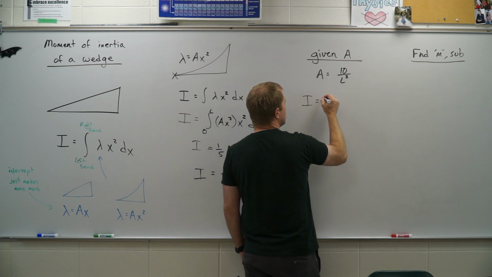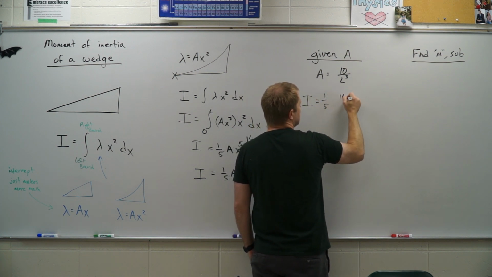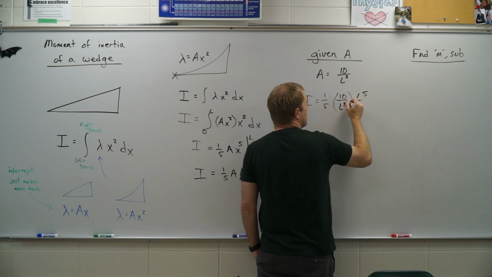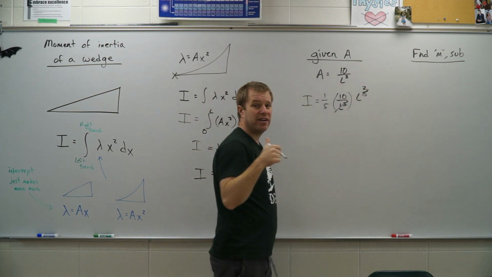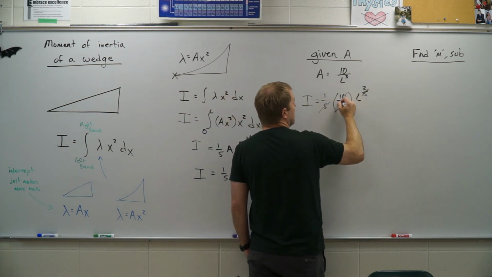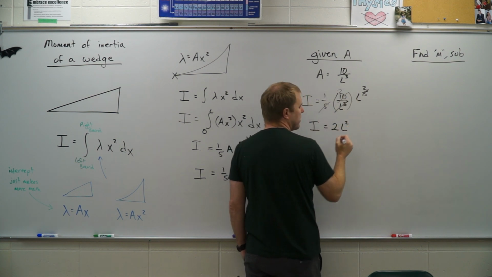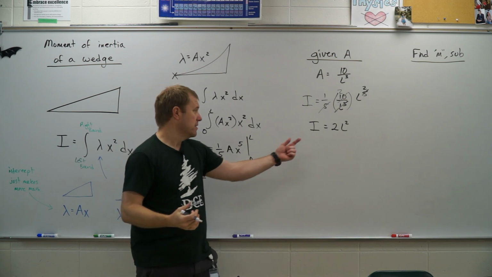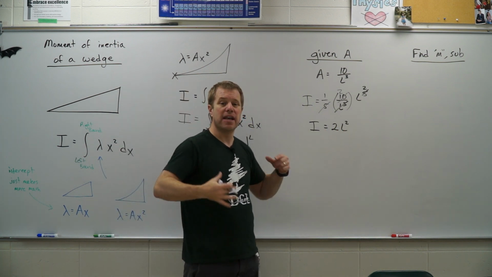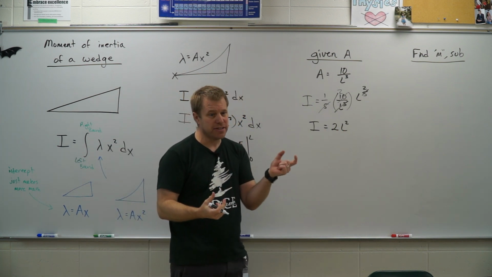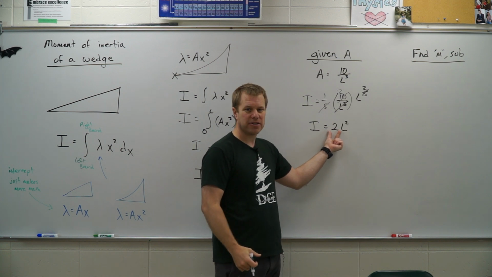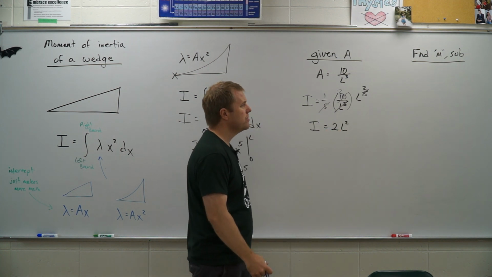So my moment of inertia is going to be 1/5 times 10 over L cubed times L to the 5th. We see we get back to that L squared. That's important. And that drops down to a 2. So our moment of inertia here is 2L squared. Again, we need something times L squared. Now, if it's going to be a mass, it's going to be fraction times mass. So if I think about what that fraction times mass is, that's where that 2 is coming from.